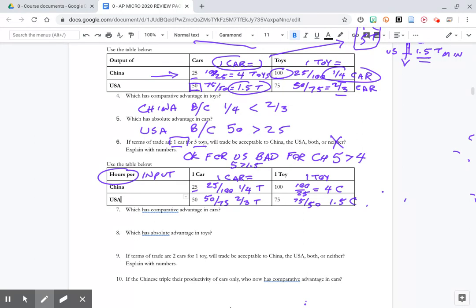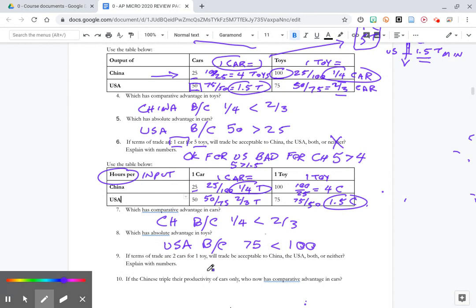Now we look at who has the lower opportunity cost. Well, in this case, the Chinese have it for cars, and the United States has it for toys. So we'd say China, because 1/4 is smaller than 2/3. And then who has absolute advantage in toys? That's just asking who can make it faster. So in this case, it's the USA, because it only takes them 75 hours, and that's less than the Chinese's time, which is 100. Now, again, it's just a coincidence that the absolute advantage corresponded with the comparative advantage. They're different things, right? And in fact, we don't really care how much time it takes them. If you have comparative advantage in it, that's what you should do. Absolute advantage doesn't really tell us very much.